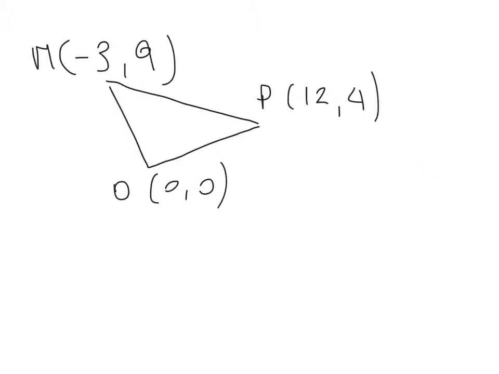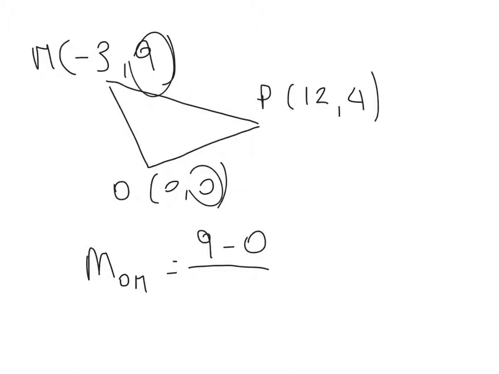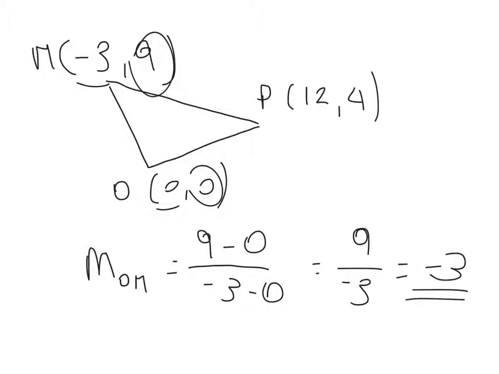Example 2, I'm looking to prove that this triangle is right angled at O. Well, I can use perpendicular lines to prove this. So I'm first of all going to find the gradient of OM. So that will be 9 minus 0 over minus 3 minus 0. 9 minus 0 is 9, minus 3 minus 0 is minus 3, 9 divided by minus 3, and the gradient of OM is minus 3.